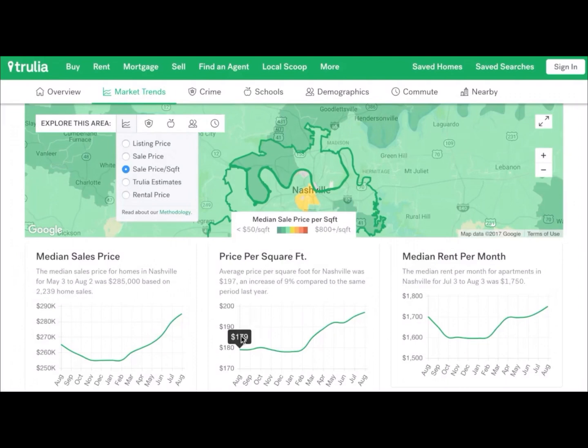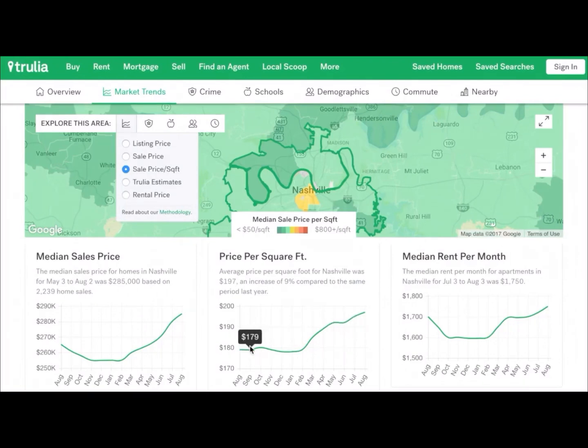And you can see price per square foot is kind of following that same trend, right? It's gone from 179 to 197. Here it's gone from 265 to 285 over a 12-month period. So what does that tell us? It tells us it's a seller's market, right? And you can even read this data here. It says average price per square foot for Nashville was 197. It's had an increase of 9% compared to the same period last year. So it's gone up 9%.